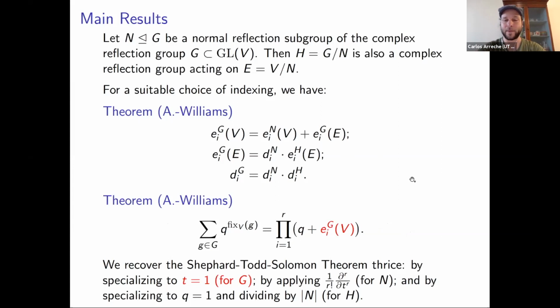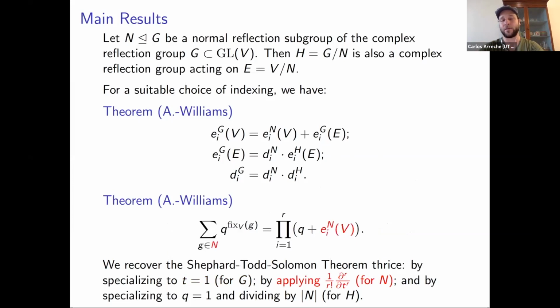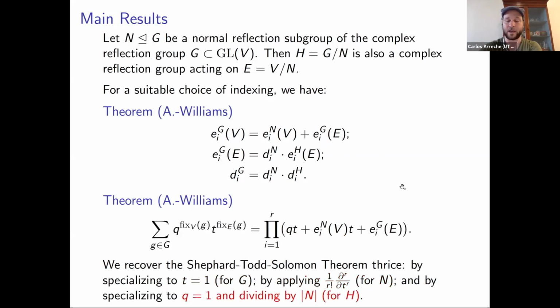So in the interest of time, I don't want to dwell too much on the other cases, but you get something similar happening, involving these numerological formulas above, which do let you recover Shephard-Todd-Solomon for the three reflection groups that I have here.